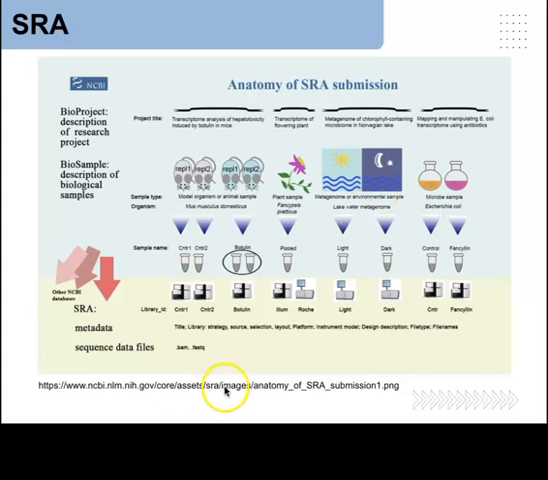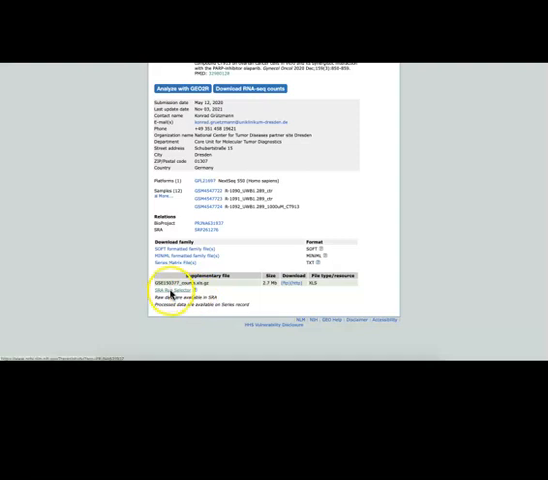Go back to the previous page, now that we've looked at what the anatomy of an SRA submission consists of. Back on this page, I'm going to click on the SRA Run Selector because I'm interested in gathering the raw sequencing data.